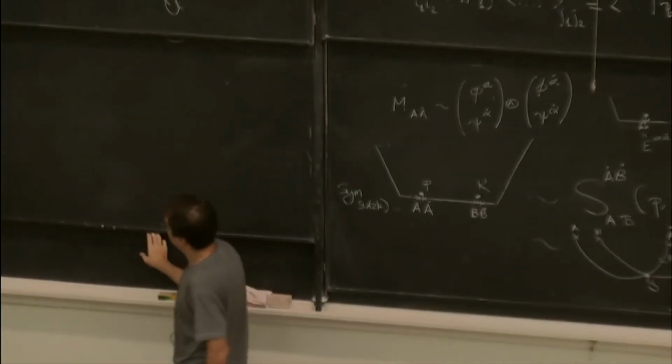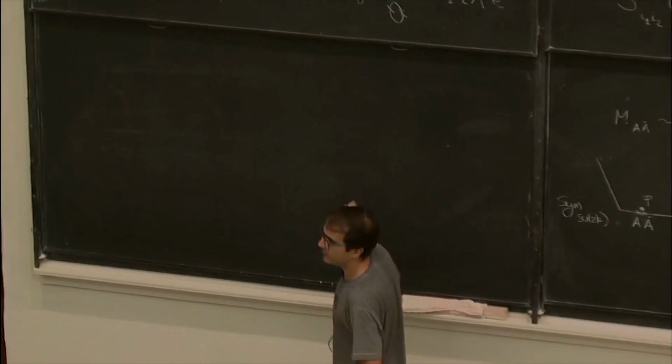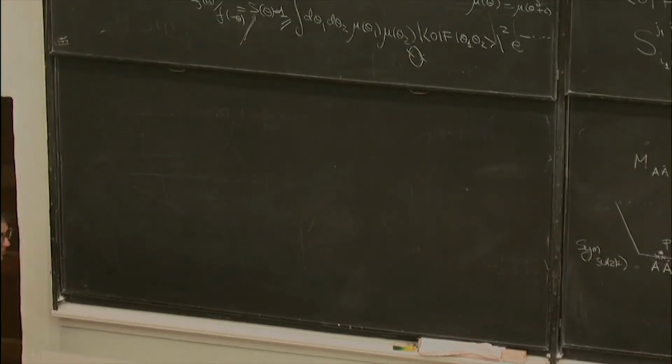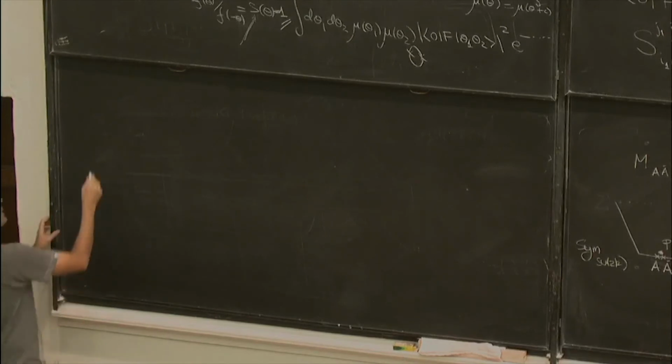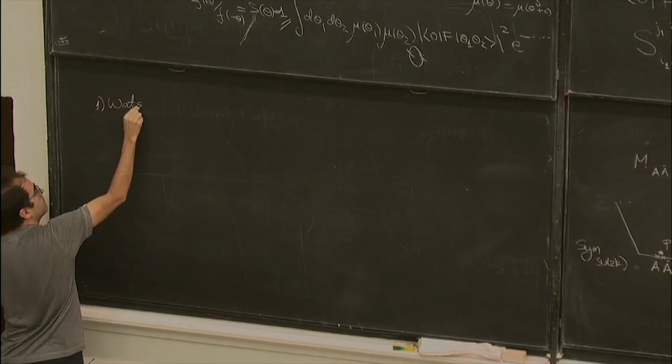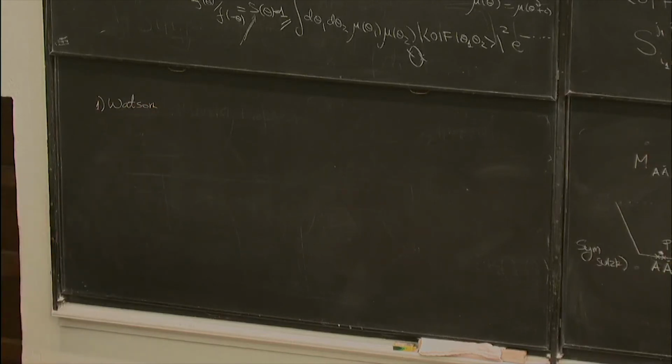So I think it's quite nice to see how they work, because the way they work is different than in the free boson. So let's check the first one, which was this Watson axiom. Okay, the Watson should be written somewhere here.